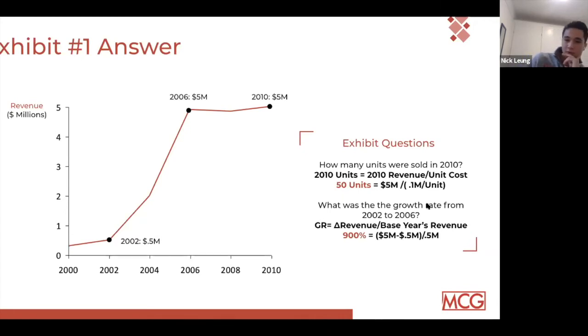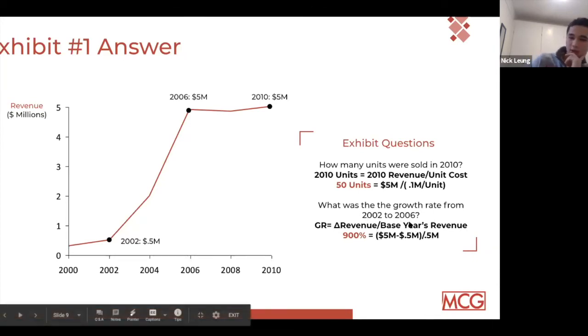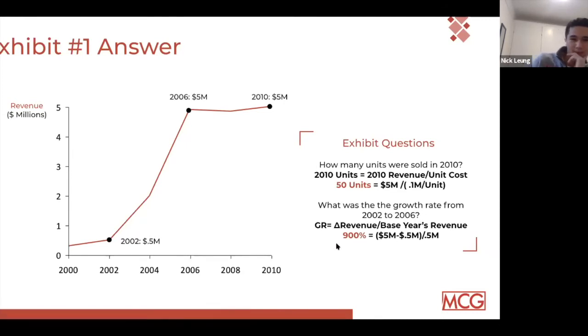Secondly, for the growth rate, he walked us through what the growth rate formula is first, which is the change in revenue divided by the base year's revenue. So it'd be 2006 minus 2002 divided by the 2002 revenue. And that yields us, right, 900%.